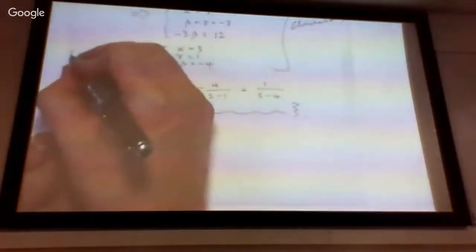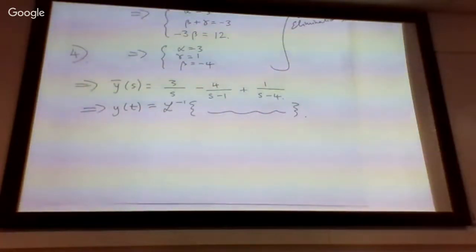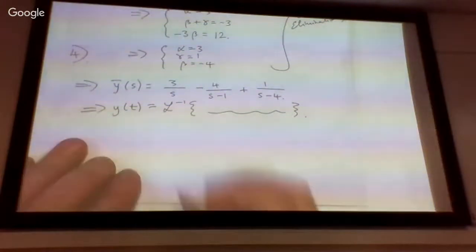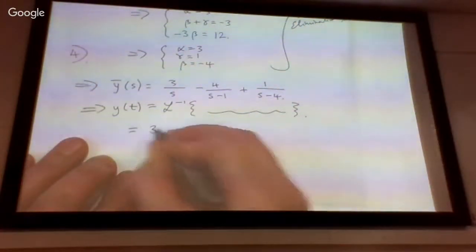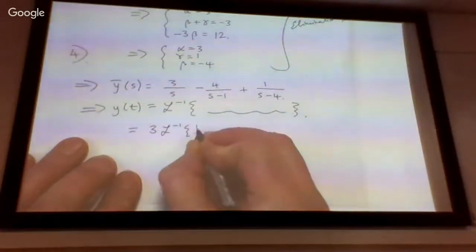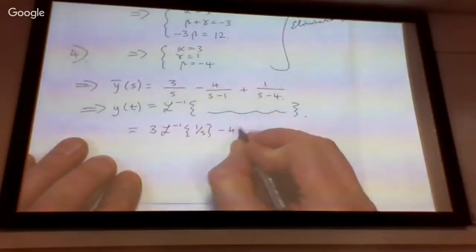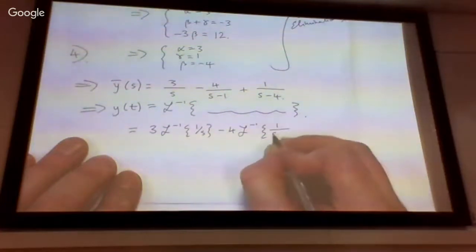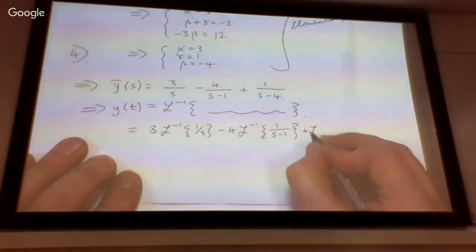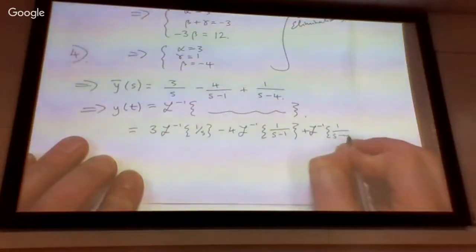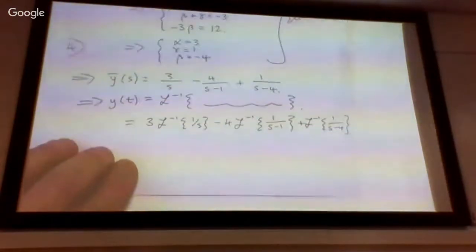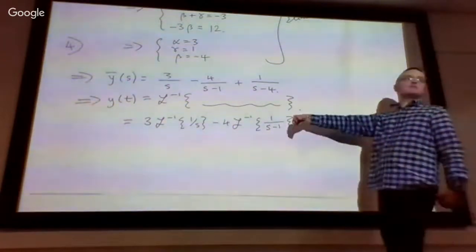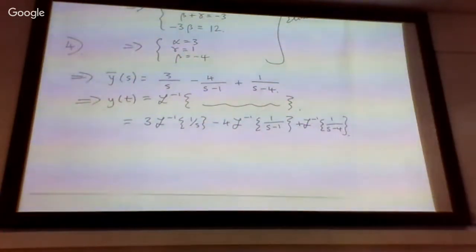So we're now still in step 4, remember, taking the inverse transform of our solution y bar. The inverse transform is linear, so this is going to be 3 times the inverse transform of 1 over s minus 4 times the inverse transform of 1 over s minus 1 plus the inverse transform of 1 over s minus 4. And now these individual transforms are on the table. I can look up the table of transforms, consult it. I can read off the inverse transform of each of these.